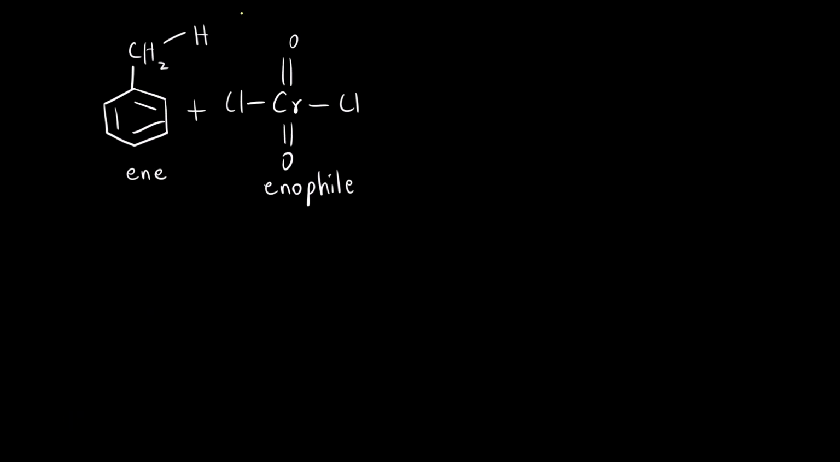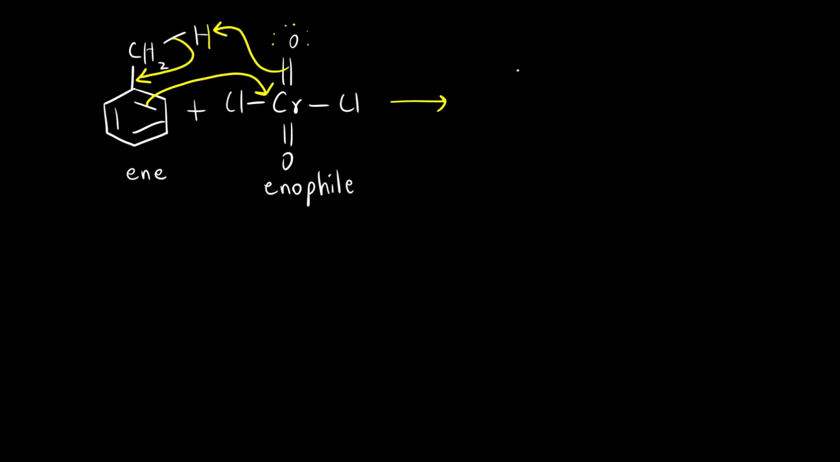So how will the mechanism go? This oxygen has a lone pair. What will happen? This will attack here. The chromium-oxygen double bond will become a single bond, and the oxygen will pick up this H, so that will become OH. And this will move here, and this pi bond will form. This carbon will form a bond with the chromium.